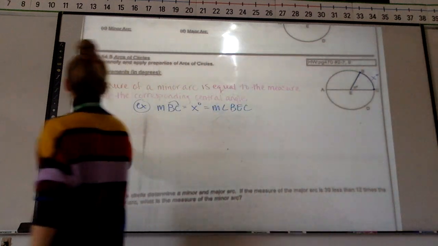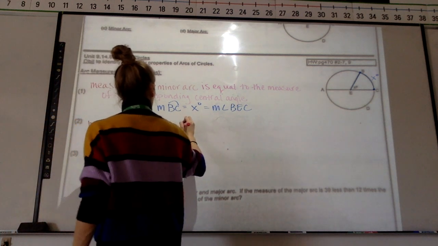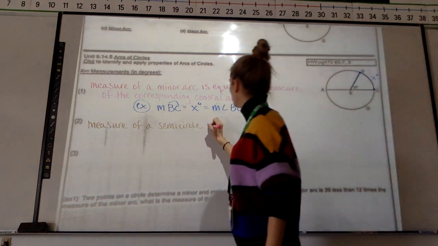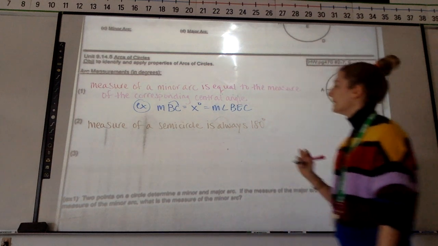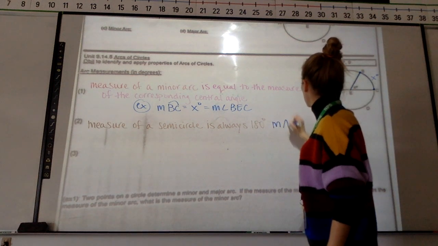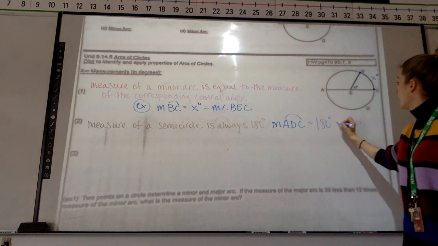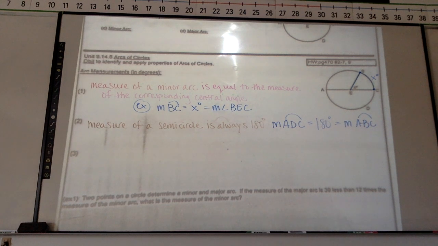So if we know about the measure of a minor arc, let's talk about the measure of a semicircle. The measure of a semicircle is always 180 degrees. Half a circle, full circle is 360. Semicircle, half a circle, 180. So for example, in this diagram, the measure of semicircle ADC is 180 degrees. That's equivalent to the measure of semicircle ABC. So one semicircle along the top, one along the bottom, 3 letters to name it.